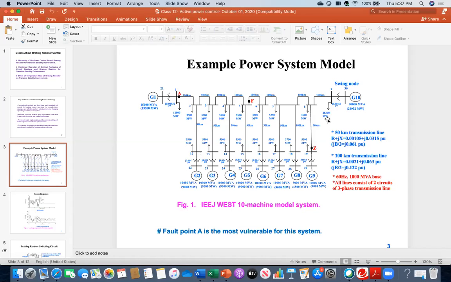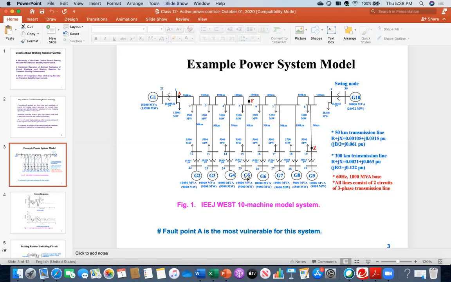In this system, the braking resistor has been applied, and I'll be discussing one case. Can you see, in red color, I have mentioned some points like point A, point F, and point G. In fact, a fault can happen at any location of this network, this point, this point, this point. You can consider A to G, or 100 points, no problem. But the reason I have shown it is that for this system, point A is the most vulnerable. Fault point A is the most vulnerable for this system.